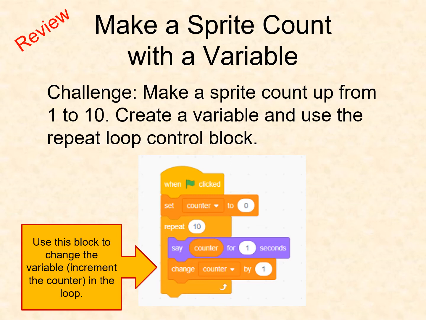So we set the counter to 0, and then we employed a repeat loop. We said repeat 10 times. And in that repeat loop, we're asking the sprite to say whatever's in that variable called counter for 1 second. And then the next block says change that counter by 1. In other words, add 1 to it, increment the counter, and then go back because you're repeating this 10 times. So 10 times, the cat said whatever the counter was. So we found that the cat counted from 1 through 10.